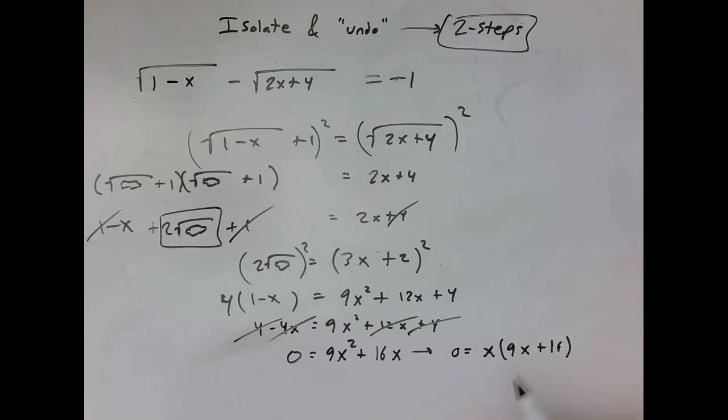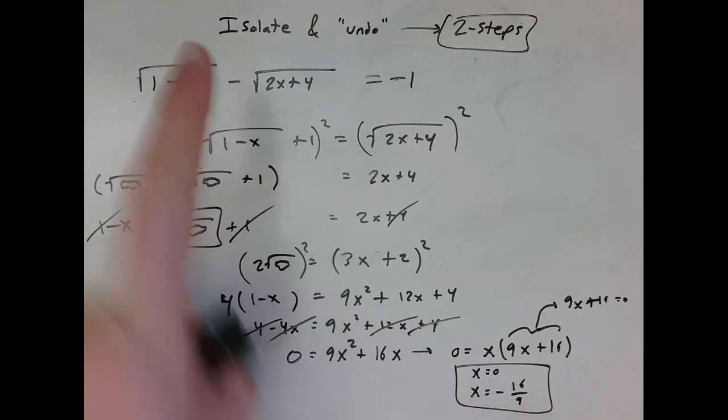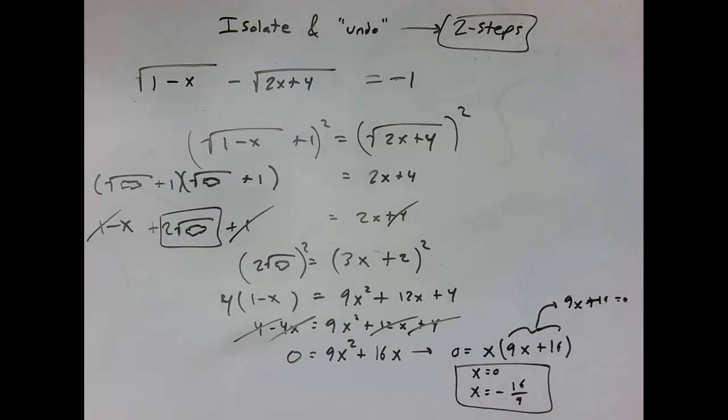And so I know that either x is 0 or x is whatever we get when we solve this one for 0. So 9x plus 16 equals 0, so it's like negative 16 over 9. Okay, but I shouldn't just write a box around my equations because you actually need to verify that both of these are in the domain of the original function up here.